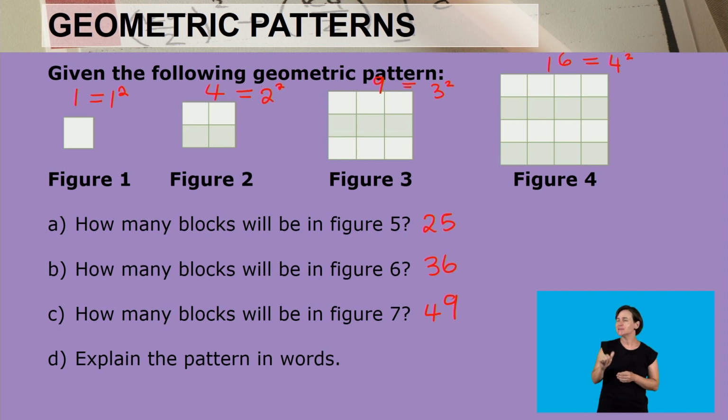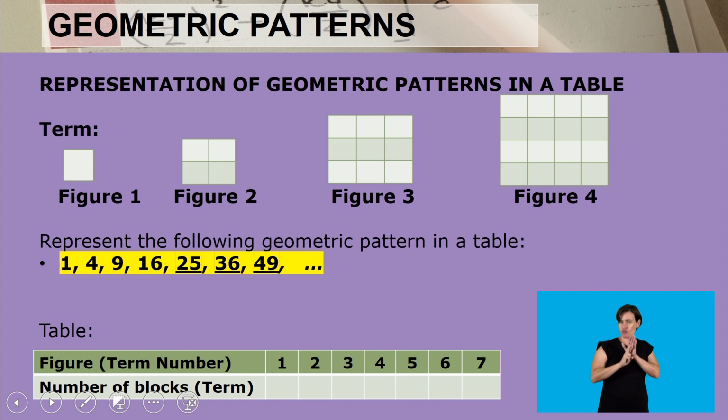So how can we explain the pattern in words? It is taking the term number and we are squaring it. So we can say that we are squaring the term number. Let's see how we would now represent this algebraically. So let's look at those blocks again, and we've already found that sequence which we have seen is 1, 4, 9, and it continues right up until there.